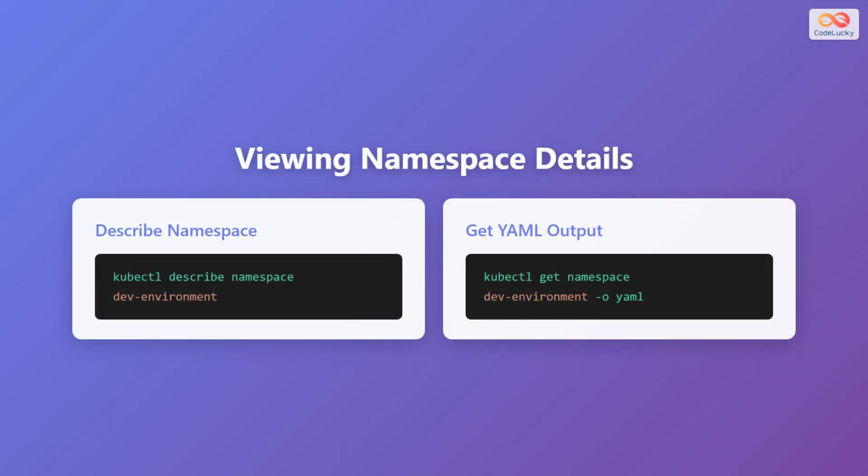When you need more detailed information about a specific namespace, Kubernetes provides two powerful commands. The kubectl describe namespace command, followed by the namespace name, gives you comprehensive details including resource quotas, labels, and annotations. For even more detailed output in YAML format, use kubectl get namespace with the -o yaml flag. This shows the complete namespace specification, which is particularly useful for understanding namespace configuration, troubleshooting issues, or copying settings to create similar namespaces.